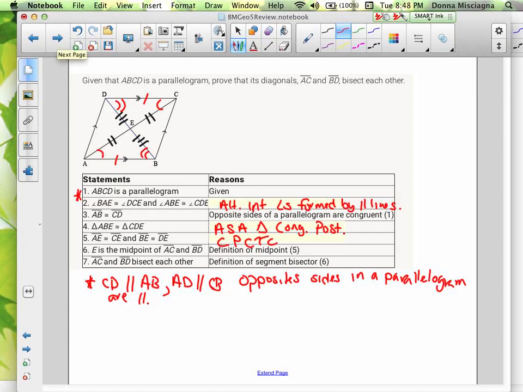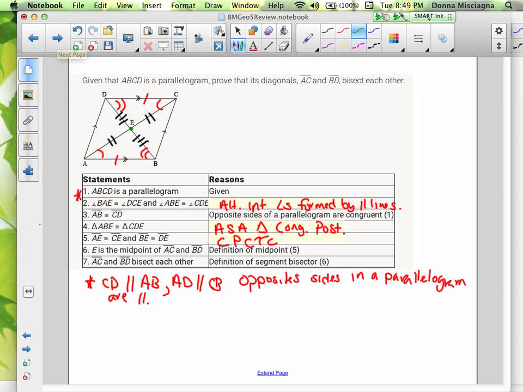So you should be thinking that when we're proving triangles congruent, and then immediately after that we state something's congruent, we're using our corresponding parts of congruent triangles. The fact that the triangles are congruent means the corresponding parts are congruent. And because those segments are congruent, we know that E has to be the midpoint of AC, and E is the midpoint of DB. Definition of midpoint is listed there.